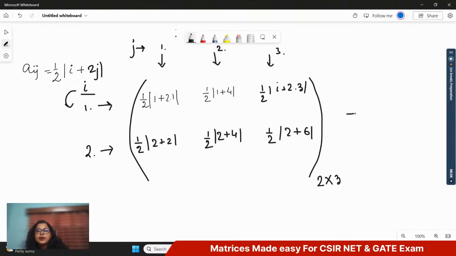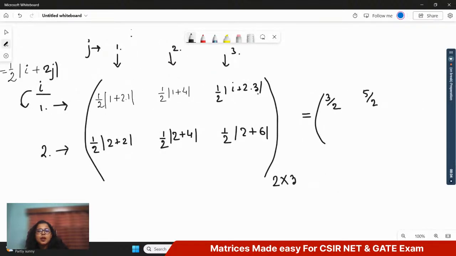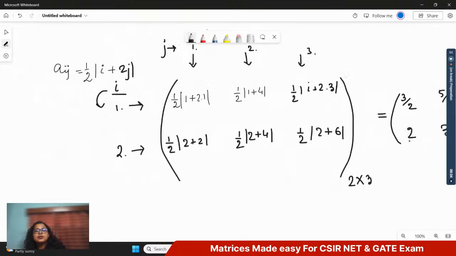So what is the final matrix that we are getting? So this is 2 plus 1 is 3, so it's 3 by 2. Next, this is 4 plus 1 is 5, so 5 by 2. Next, it is 6 plus 1, so 7 by 2. Next, here we are getting 4 by 2, that is 2. 4 plus 2 by 2, that is 6 by 2, that is 3. And next 6 plus 2 by 2, that is 8 by 2, so 4. So this is the final matrix that we are getting from this given formula.